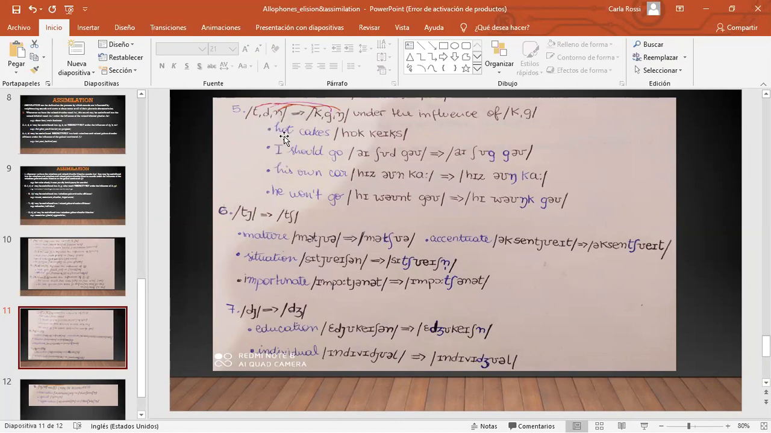So, instead of pronouncing hot cakes, we say hotcakes, hotcakes. Can you repeat that? Hotcakes. Can you feel how you change the articulation of the voiceless alveolar into a voiceless velar?